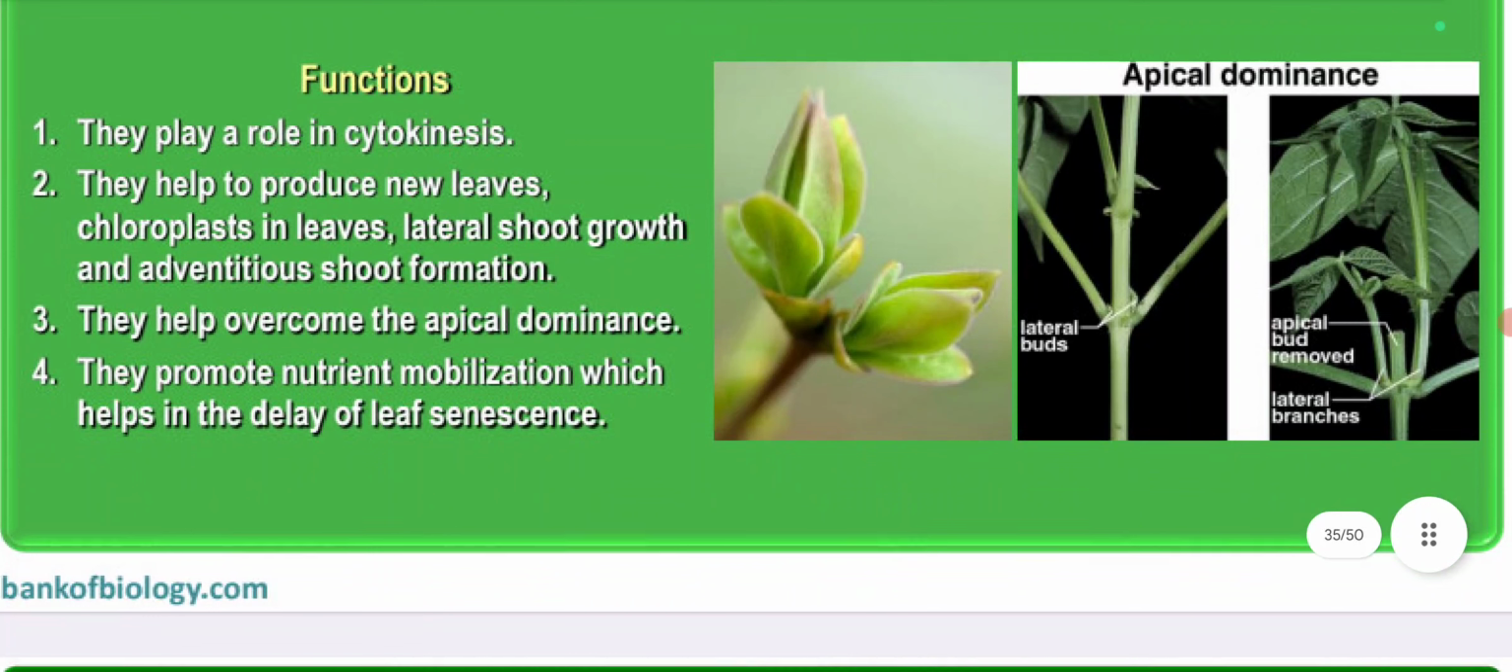Functions of cytokinins: they play a role in cytokinesis. They help to produce new leaves, chloroplasts in leaves, lateral shoot growth and adventitious shoot formation. They help overcome apical dominance. They promote nutrient mobilization, which helps in the delay of leaf senescence.